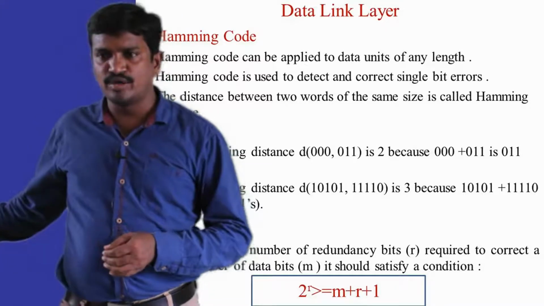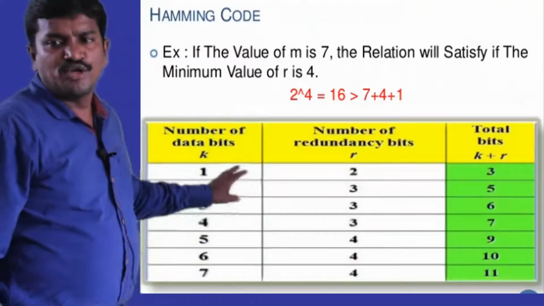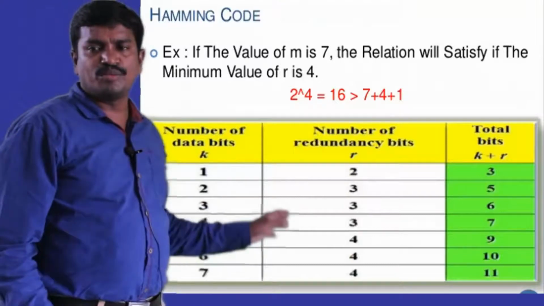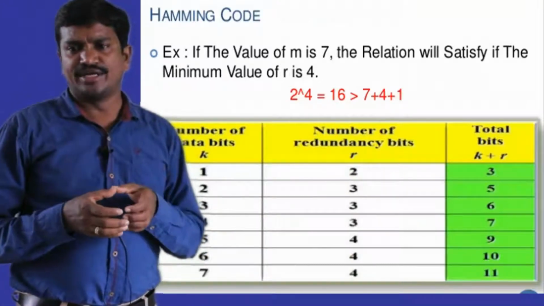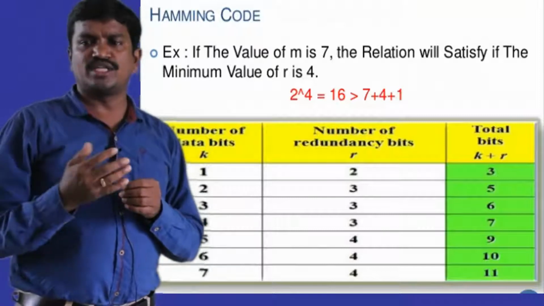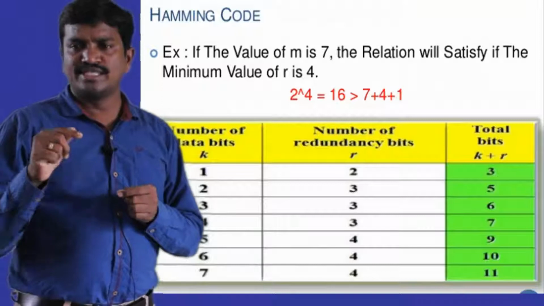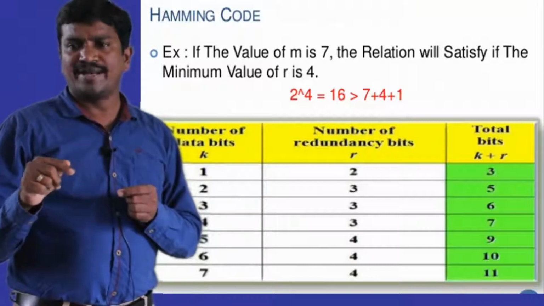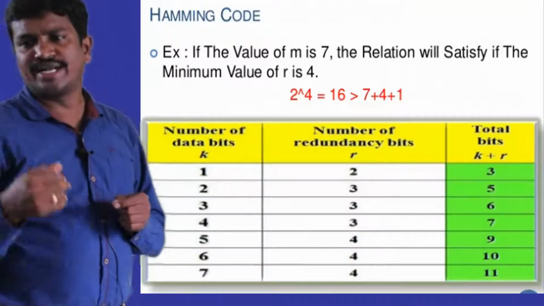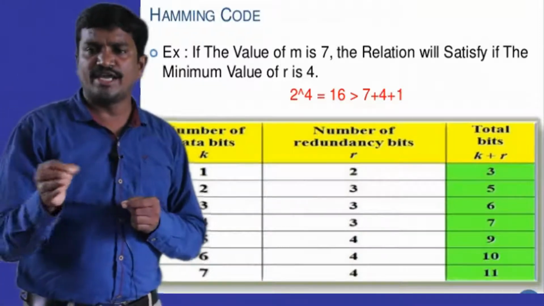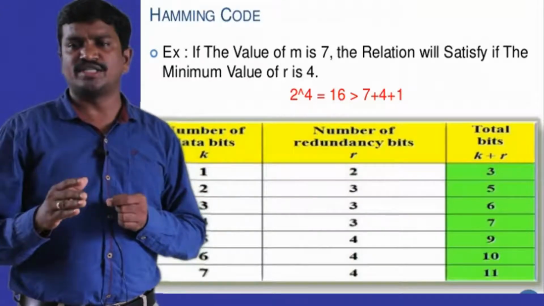I will show you the table once again. Now when you have k as 2, k as 2 means the number of bits in the data unit. If it is 2, again you substitute the 2 in the previous equation, like 2 power r greater than or equal to k plus r plus 1. Previously it was m, now I am calling it k. Don't confuse, k or m both represent the size of the message.